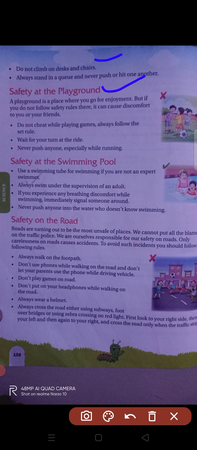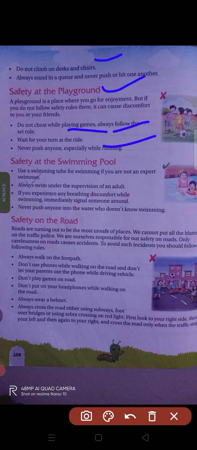Do not cheat while playing games. Always follow the set rules or the game rules, and wait for your turn at the ride. Never push anyone, especially while running. Yes, this is very important: you should never push anyone, especially while running.